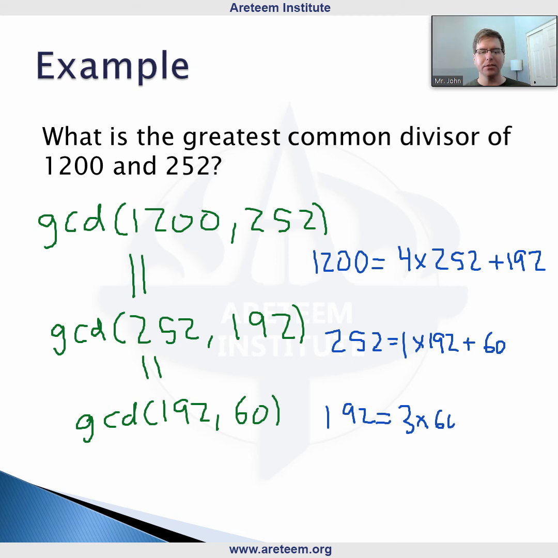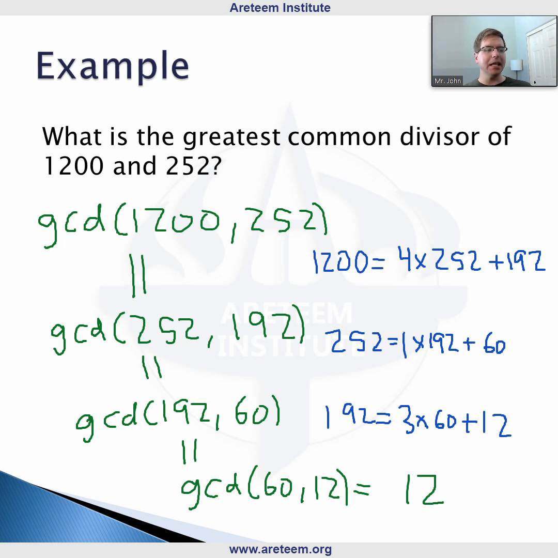So now, right, these are numbers that we should all be a little bit more comfortable dealing with. 192 is 3 times 60 plus 12. So we can say this is equal to the GCD of 60 and the number 12. Now, why is this a nice place to stop here? Well, 60 is divisible by 12. So pretty clearly here, the greatest common divisor of these two numbers is 12.